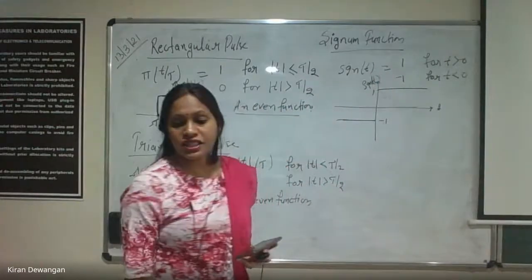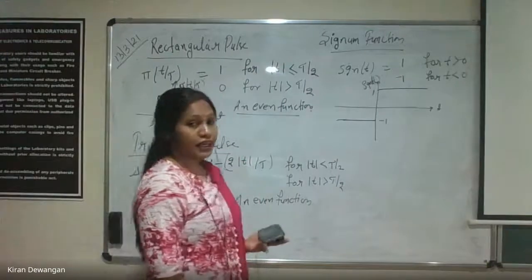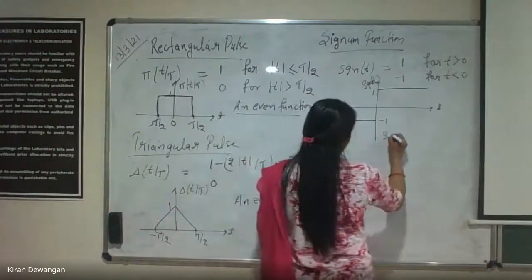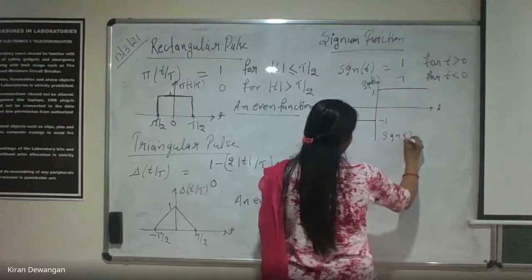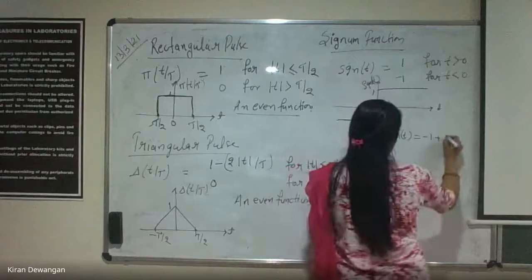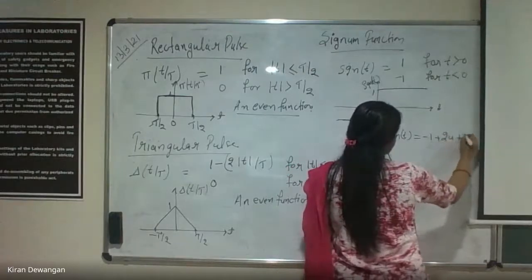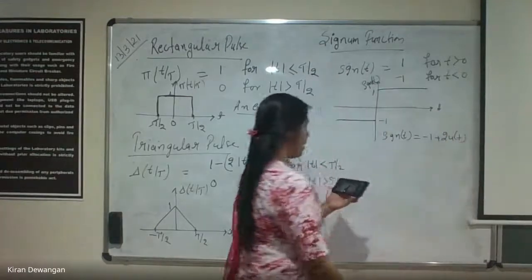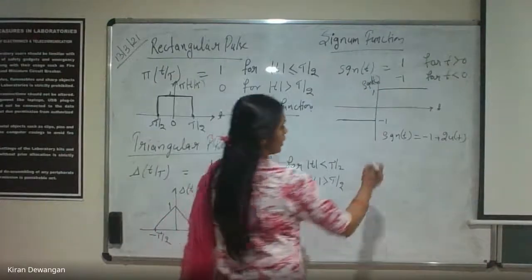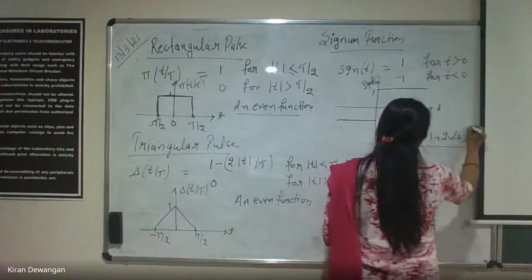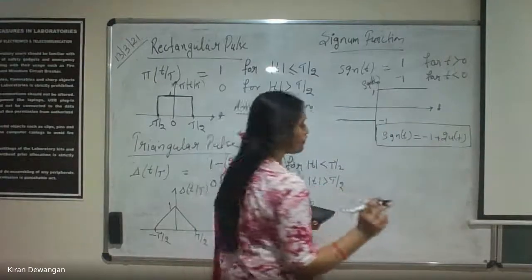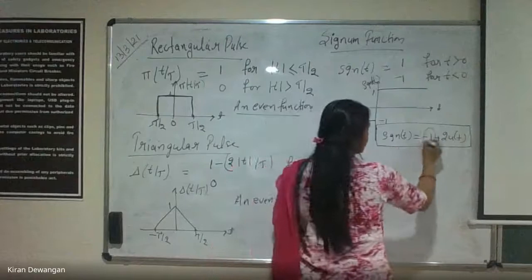Clear? Now the signum t is an important function and it can be written as minus 1 plus 2 times u of t. Now how can we write signum t as minus 1 plus 2 times u of t? Just listen carefully. This is minus 1.